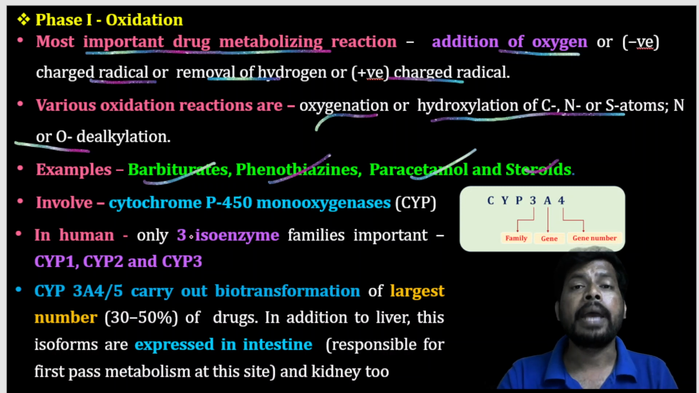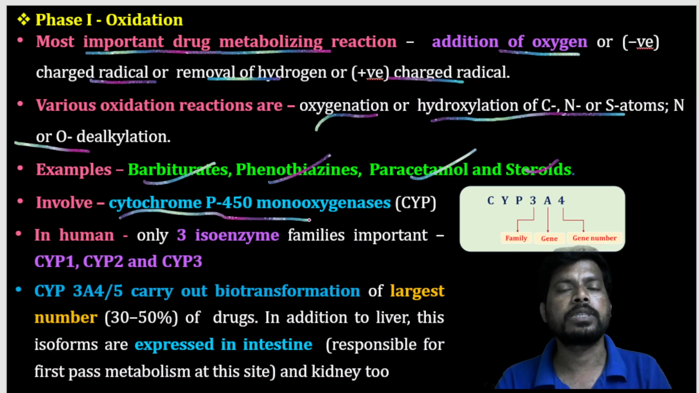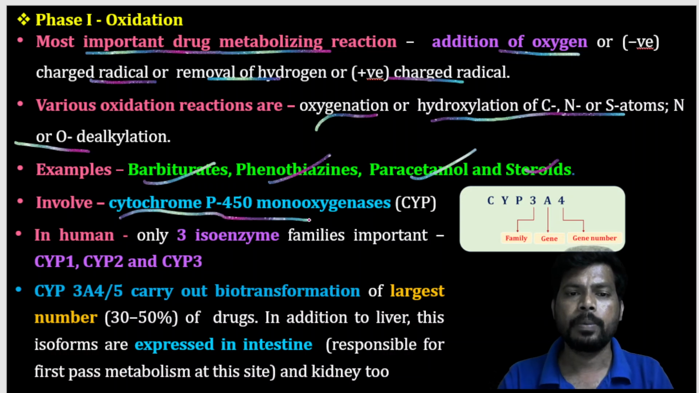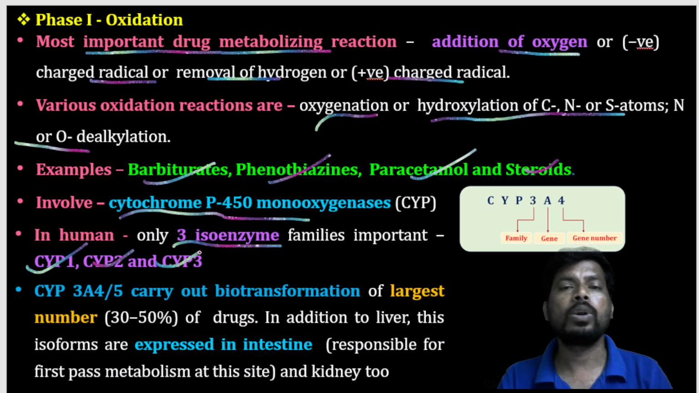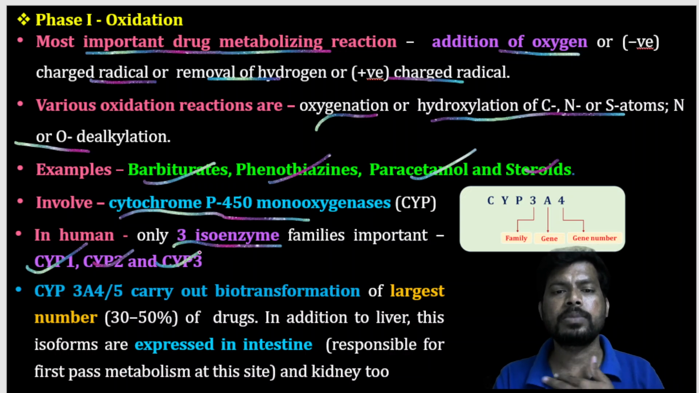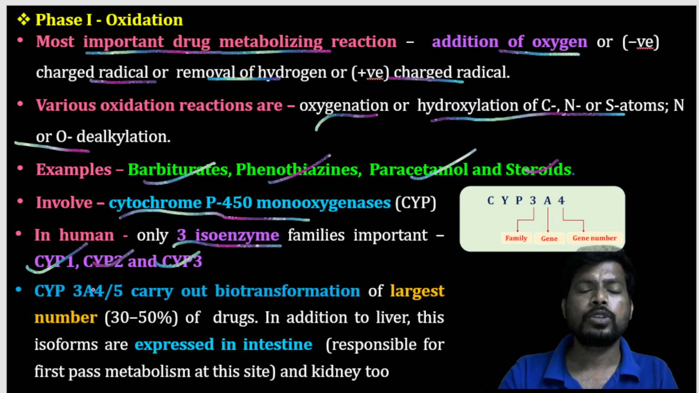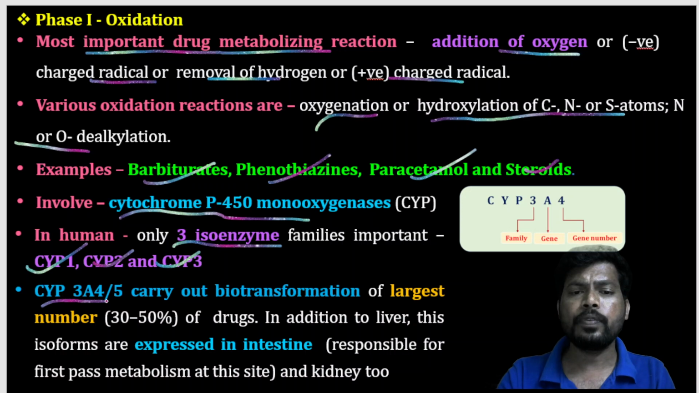And the enzymes involved in drug metabolism are CYP450 enzymes. And here only 3 isoenzyme families are there, especially CYP1, CYP2, CYP3. Next, CYP3A4 or 5 carry out biotransformation of the largest number, that is 30 to 50% of drugs.